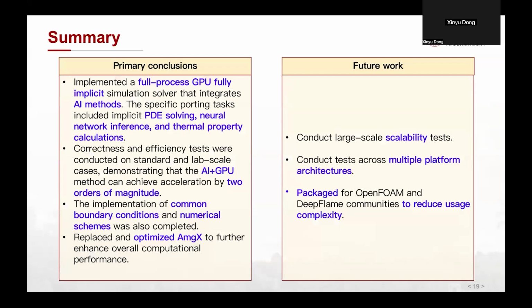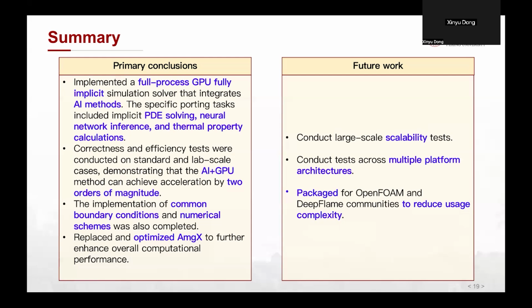In this project, we implemented a full process GPU fully implicit simulation solver that integrates AI methods. The specific porting tasks include the implicit PDE solving, neural network inference, and thermal property calculations. And the correctness and efficiency tests were conducted on standard and lab scale cases, demonstrating that the AI plus GPU method can achieve acceleration by 2 orders of magnitude.